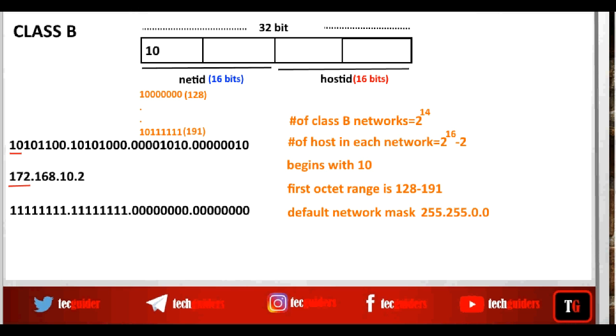255.255.0.0. And the network address for a Class B network is the network ID portion in the first 2 octets followed by all zeros. And the directed broadcast address for a Class B network is the network ID portion in the first 2 octets followed by all ones.